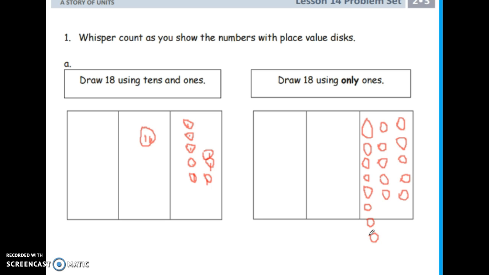So what's the difference between these two? Well, this one over here, we used a 10. But this one, we just used 1s. They're the same number, they're just represented a little bit differently. And that's all we're going to be doing in today's lesson. We're going to be taking numbers and we're going to be unbundling them.